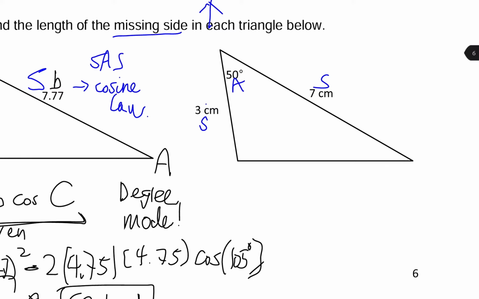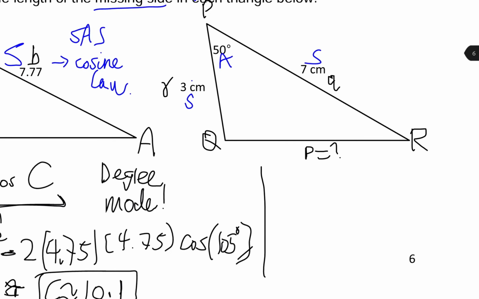But what happens if this triangle is already labeled? Let's say P, Q, R. Of course, we're looking for little p, right? Of course, this 7 is little q, and 3 is little r. What if it's already labeled for us? How can we solve this problem if it's already labeled for us? Well, that's very simple. We just adapt our formula.